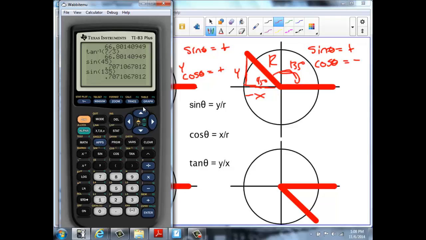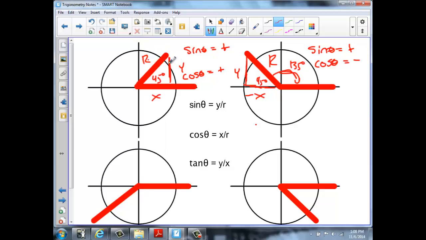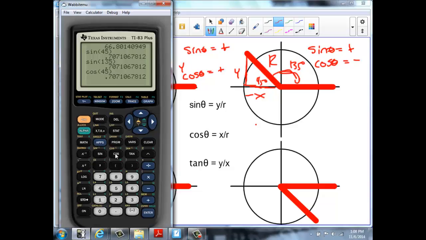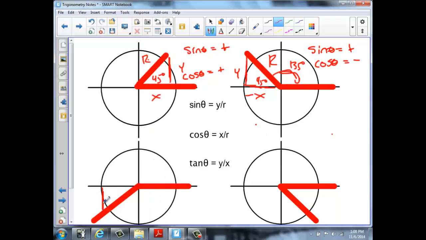Put it in degrees. Now let me try cosine. Cosine of 45 should actually be positive, and it's the same number. And the reason why cosine is positive is because positive over positive remains positive. But what happens in this quadrant here? It should hopefully be negative when you test it out. So if you do cosine of 135, it becomes negative. Let me keep going here. If this angle right here was 45 degrees, what would the whole angle be?